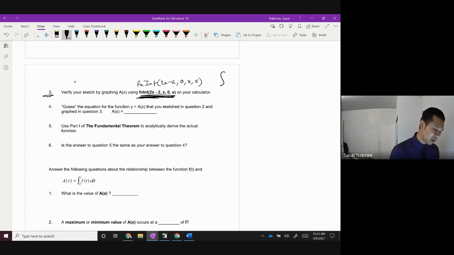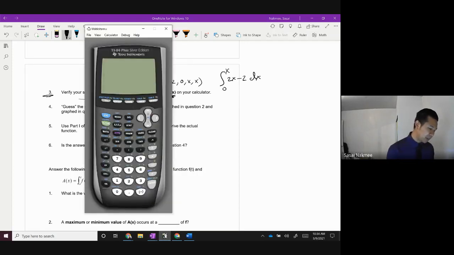Type it in like this. It would be from 0 to x of 2x minus 2 dx. So you can actually plug this into your y value. You can actually graph this one. Okay? So check this out. This is what I mean here.